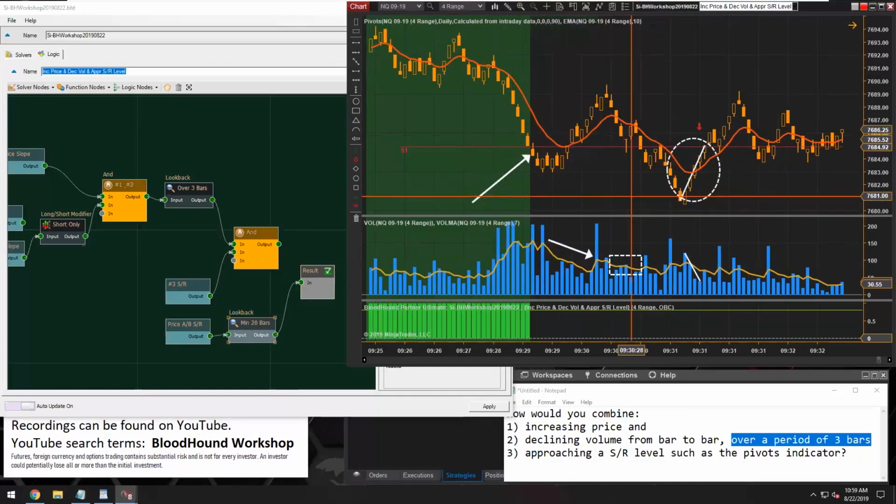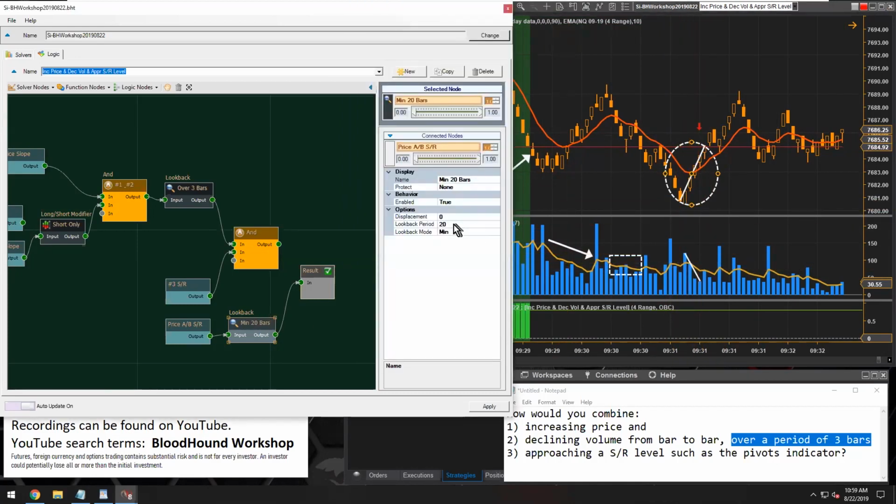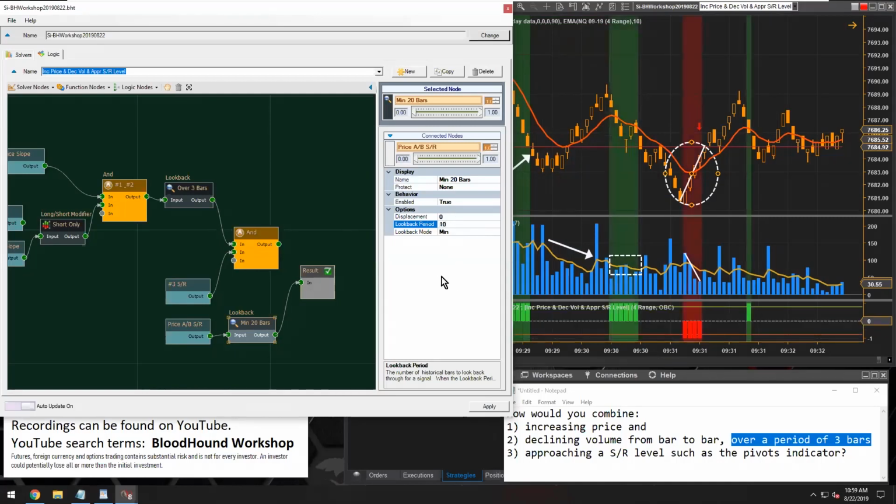And let's see. Yeah, that 20 bars kind of ruins this little spot here I was hoping to generate a short signal from. So let me knock this down here. Maybe 10 bars will work. Yeah, there we go.